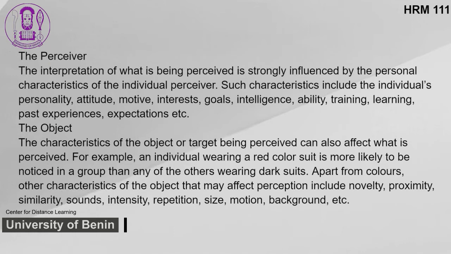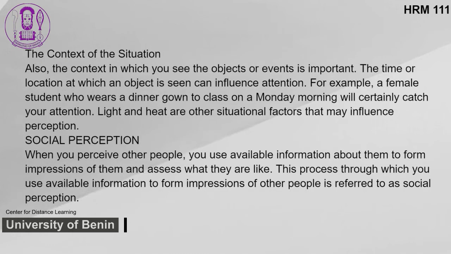The object. The characteristics of the object or target being perceived can also affect what is perceived. For example, an individual wearing a red color suit is more likely to be noticed in a group than any of the others wearing dark suits. Apart from colors, other characteristics of the object that may affect perception include novelty, proximity, similarity, sounds, intensity, repetition, size, motion, background, etc.